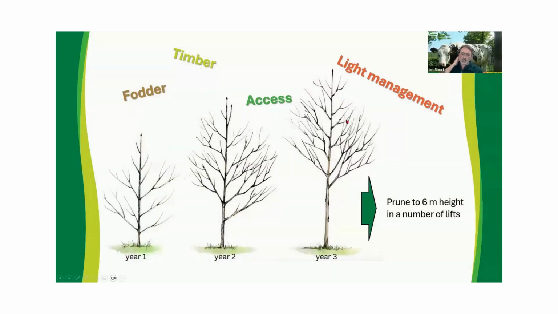And we're doing this pruning for various reasons. It could be for timber, but it could also be for fodder, for providing some browse for livestock. It could be for providing access, both for walking through, but also for machinery. And it could also be for managing the light that's coming down through the canopy to the understory.